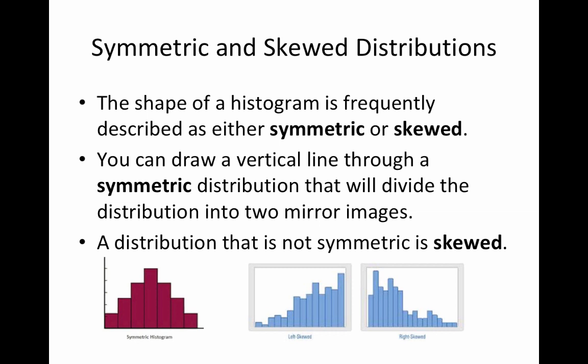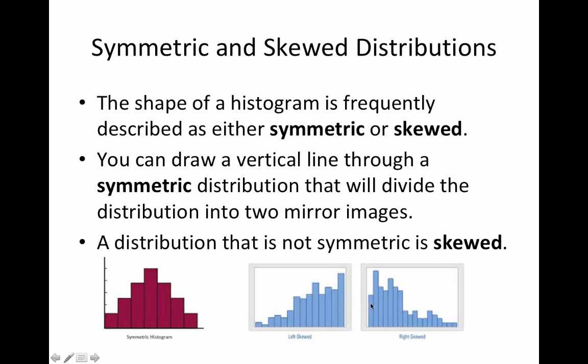Okay, last thing we're going to discuss is symmetric and skewed distributions. The shape of a histogram is frequently described as either symmetric or skewed. You can draw a vertical line through a symmetric distribution that will divide the distribution into 2 mirror images. So this right here is a symmetric distribution. If we draw a vertical line right here in half and we folded one half over the other, we would have mirror images. In practice, we still consider a distribution roughly symmetric if there are some slight differences, but essentially you want mirror images.